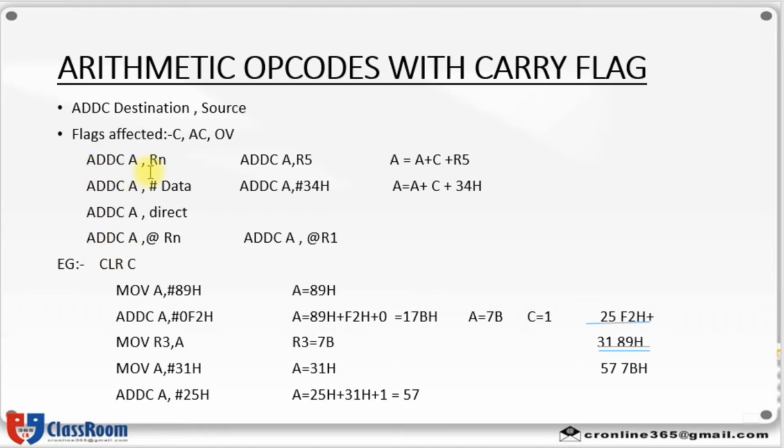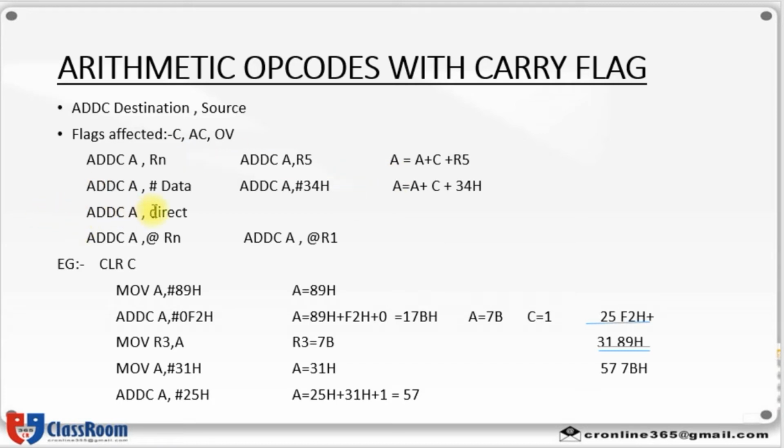For example, ADDC A, Rn. For example, ADDC A, R5. That means accumulator contents plus carry flag plus contents of register R5 are added together and result will be stored in this accumulator. Then next one, ADDC A, #data. ADDC A, #34H. Accumulator content plus carry flag plus this 34H constant value are added together and result will be stored in this accumulator.